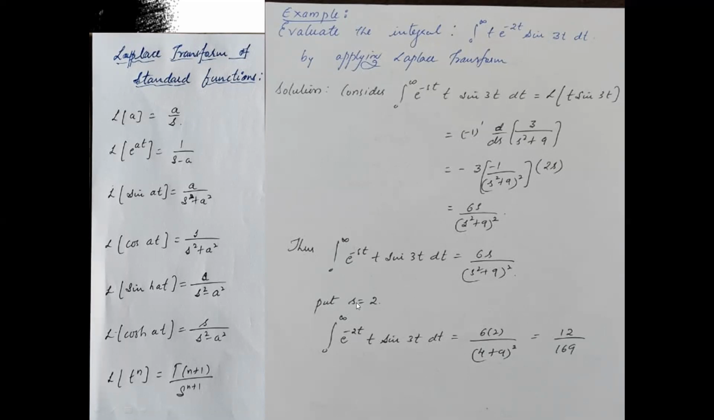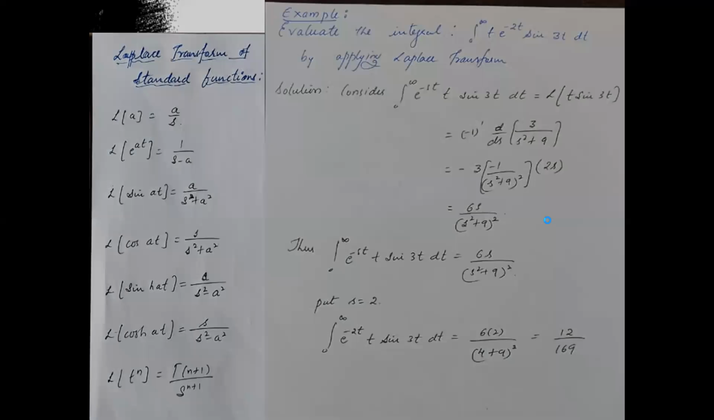This LHS term becomes integral of e raised to minus 2t t sine 3t dt, which is our question. And in the RHS, put s equal to 2. We'll get 6 into 2. And here we have 2 square, that is 4 plus 9, its square. So we get the answer as 12 divided by 169.